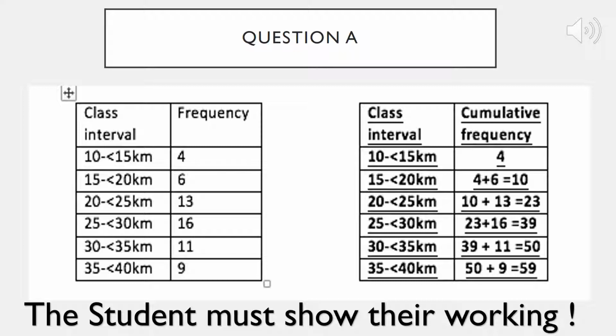As you can see, for the interval 10 to 15 kilometers, the cumulative frequency is 4 because there is no previous point. Although for the 15 to 20 kilometer interval, we add the previous point, which is 4, to the present point, which is 6, which equals 10. And we do this for the 20 to 25 interval, the 25 to 30 kilometer interval, the 30 to 35 kilometer interval, and the 35 to 40 kilometer interval.